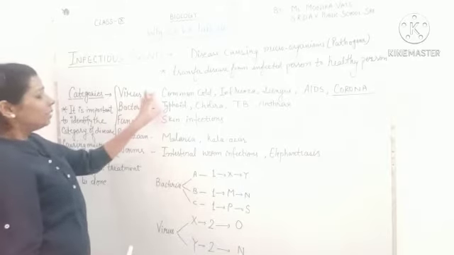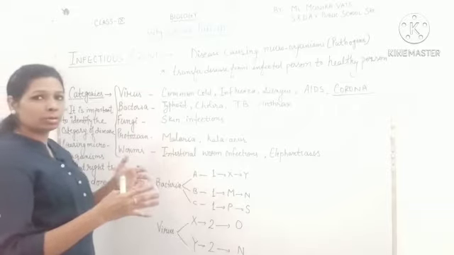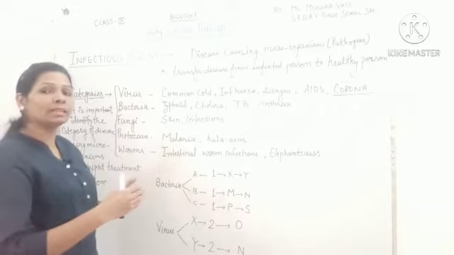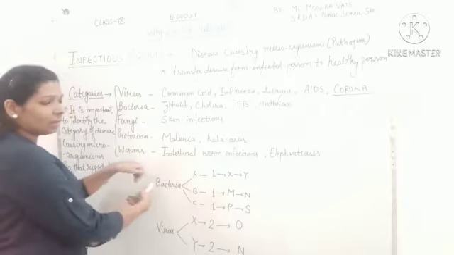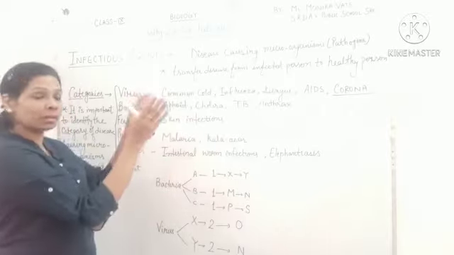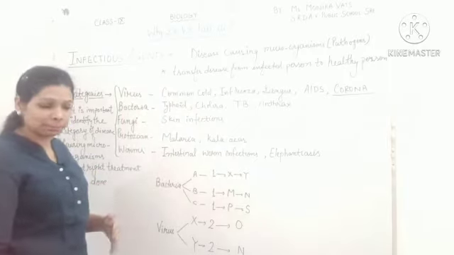And there is not a single virus, a single bacteria, or a single worm and so on. No, there is a family of these kinds of microorganisms. Bacteria contain a family in which many bacteria are there. Viruses contain a family in which many viruses are there.